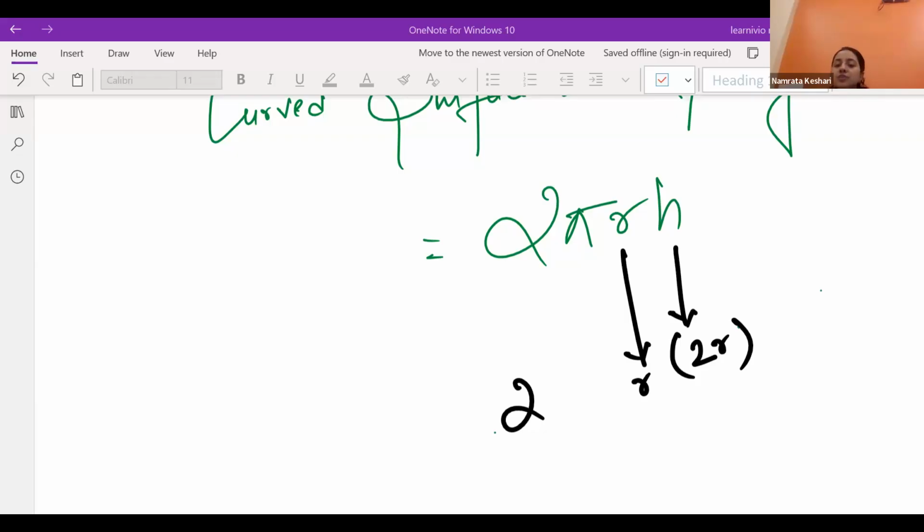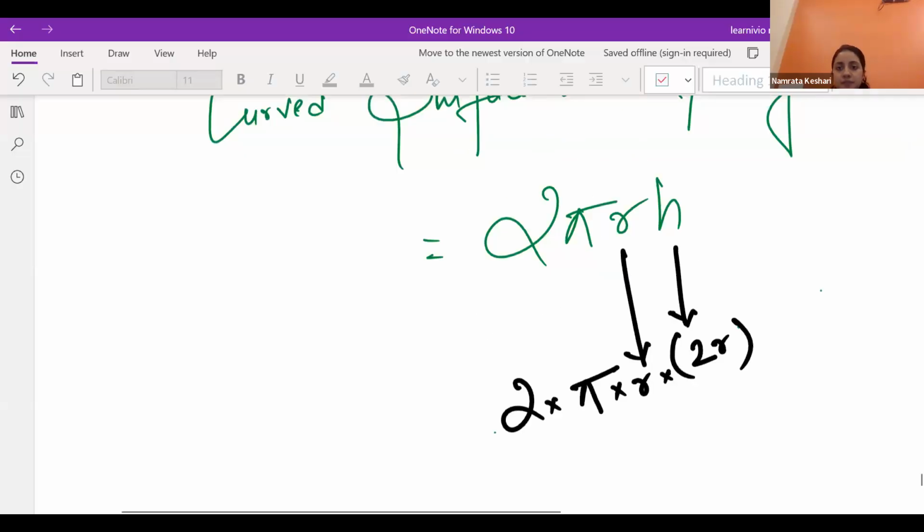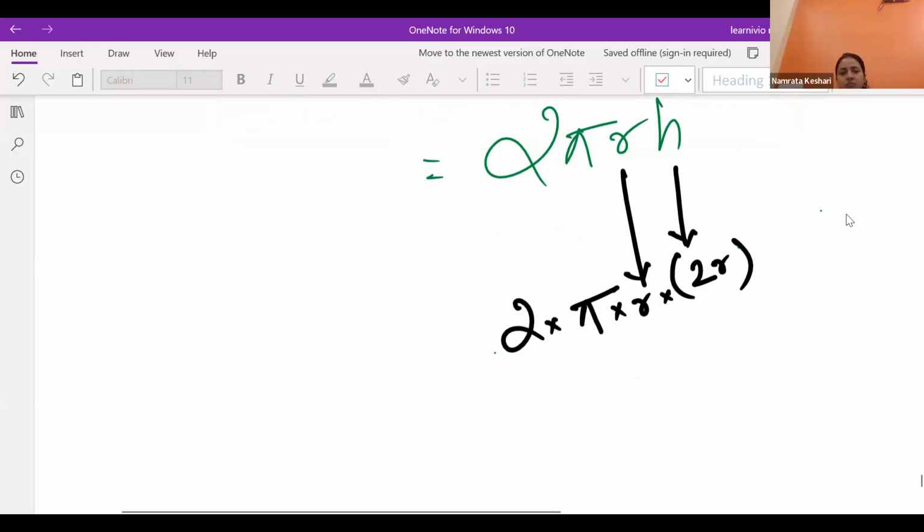So we were finding the curved surface area. Let's find it. We know everything over here. So if you do the multiplication, what will you be getting? Please tell me. Yes, ma'am, 2r square. Is it 2r square? Please check it.